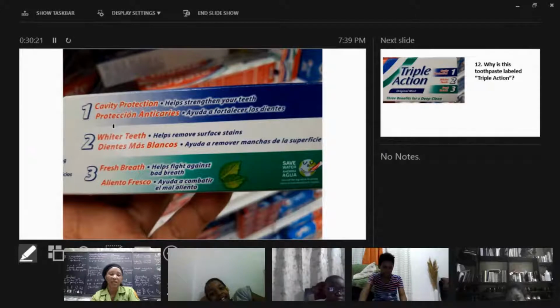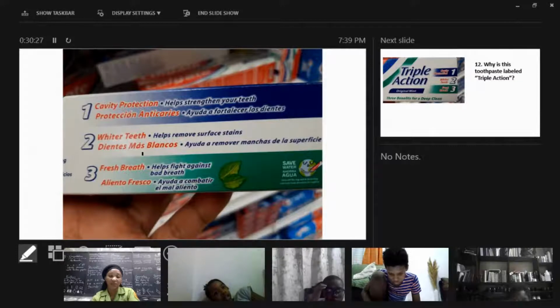Okay. So this particular toothpaste is supposed to have 3 powerful actions. That's why it's called triple action. Triple meaning 3. So it protects against cavities, it whitens the teeth, and it freshens the breath.